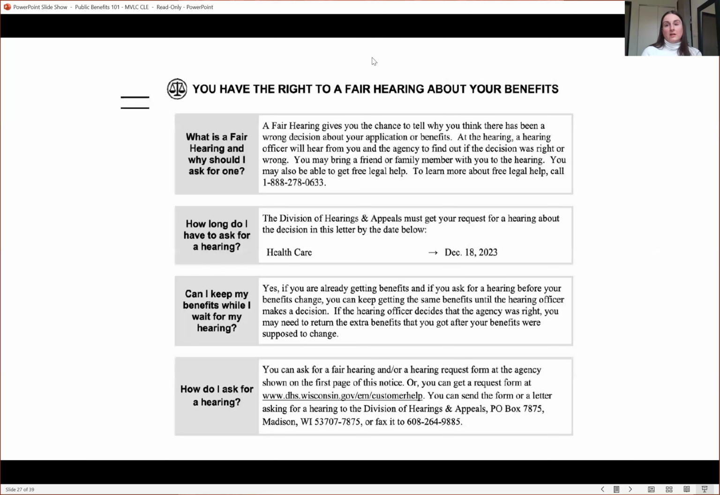And then on the back of any hearings with an adverse decision, same with FoodShare, you'll get this exact same thing in the FoodShare notices. It'll tell you when your appeal deadline is. And as a reminder, the appeal deadline is not the date that benefits are going to end. It'll say on the first page of the notice when benefits are going to end.